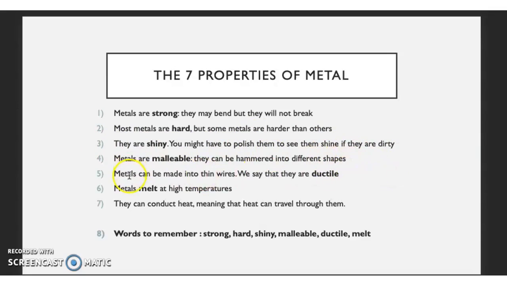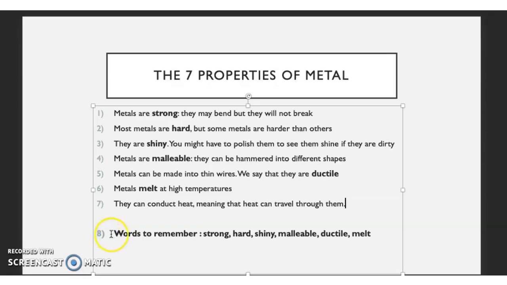Then number 5, metals can be made into very thin wires, and by that we mean that they are ductile. And then number 6, metals melt at very, very high temperatures. And then number 7, which is today's topic, is they can conduct heat, meaning that heat can travel through them. And today that is the focus of our lesson, that heat can travel through metals.